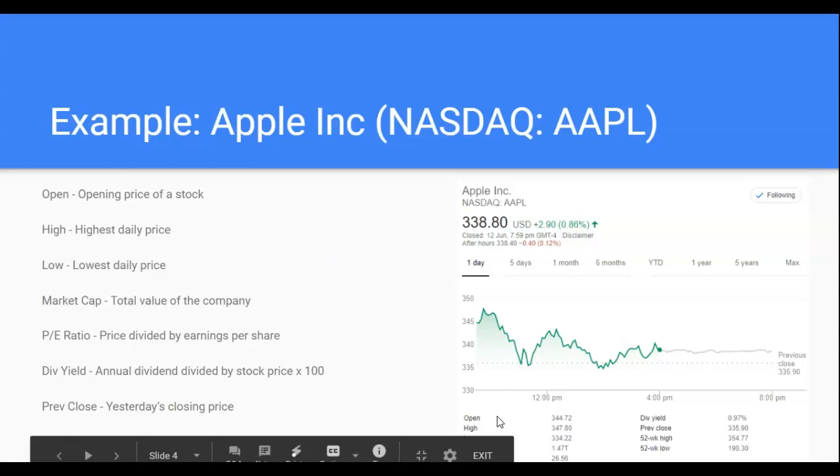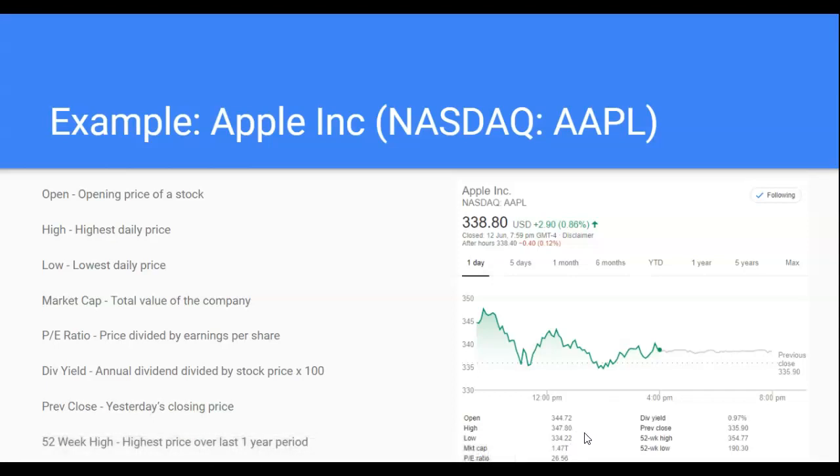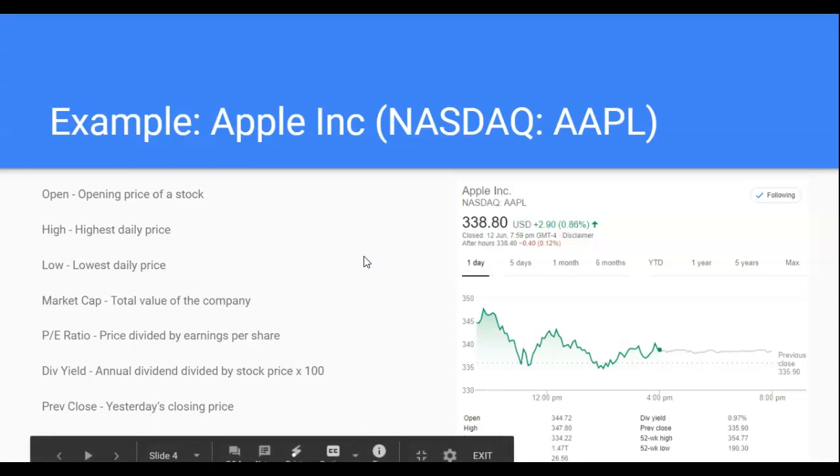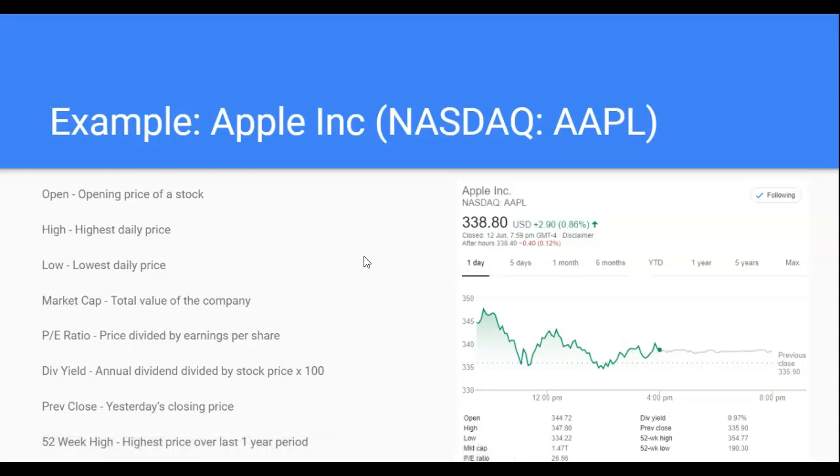Okay. So now we also have the market cap. As you can see here, the market cap of Apple as I'm recording this video is $1.47 trillion. That is the total value of the company. You calculate the total value of the company by multiplying the number of shares outstanding times the share price. Apple is absolutely one of the most valuable companies in the entire world and in the US stock market. Then down here you'll see a PE ratio. The PE ratio is the price of the stock divided by the annual earnings per share. As you can see here, Apple's stock price is about $338 and the PE ratio is 26. You just take the latest price over the annual earnings per share, and that's how you get the PE ratio.